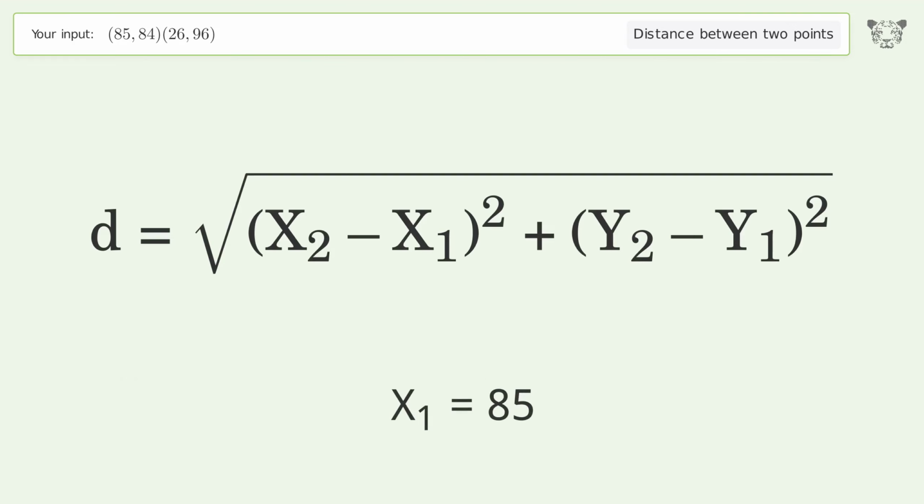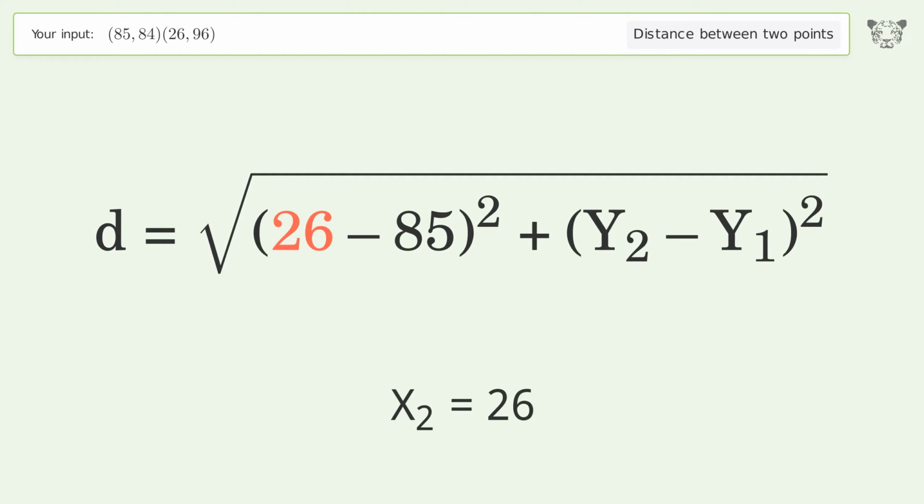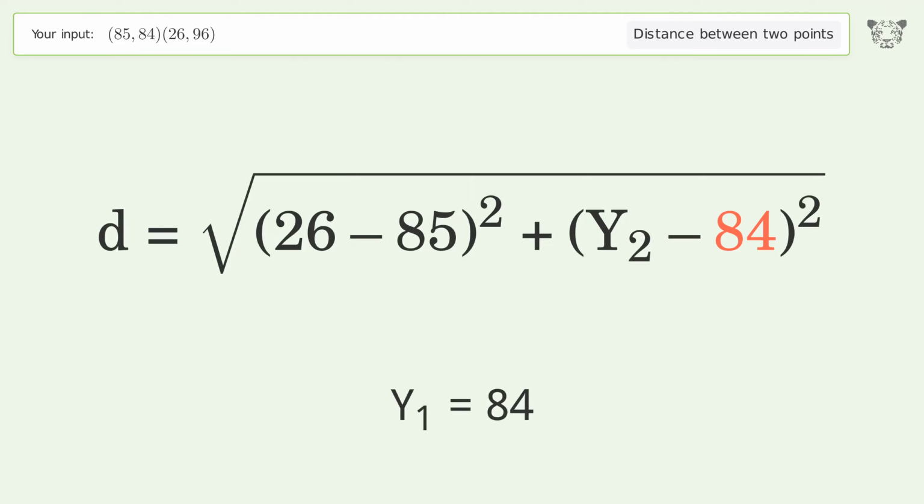x1 equals 85. x2 equals 26. y1 equals 84. y2 equals 96.